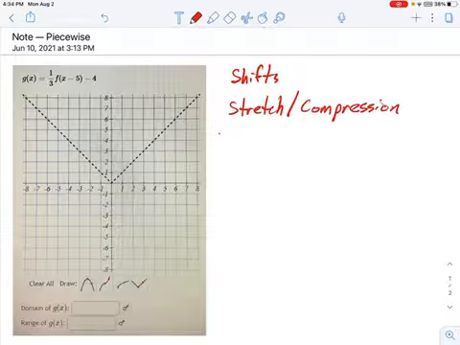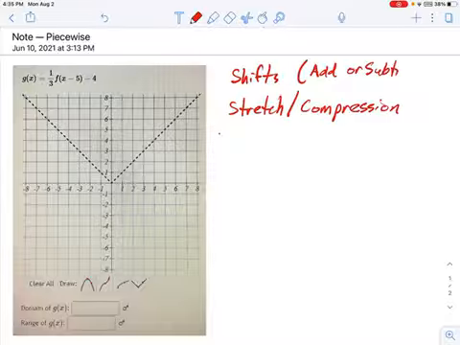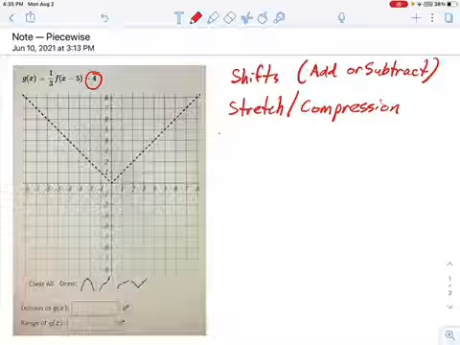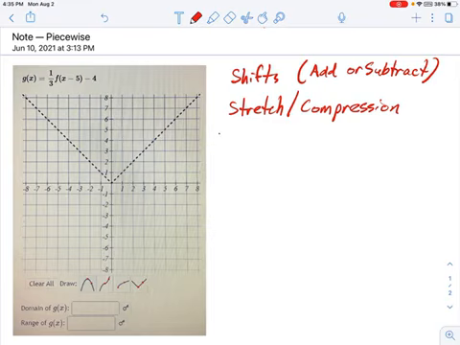So look at this graph. You should identify shifts as things that are, I'm not going to say plus or minus, I'm going to say addition or subtraction. Okay, so I see an addition or subtraction right there and right over here. So we have two of them. And one of them is horizontal, one of them is vertical.